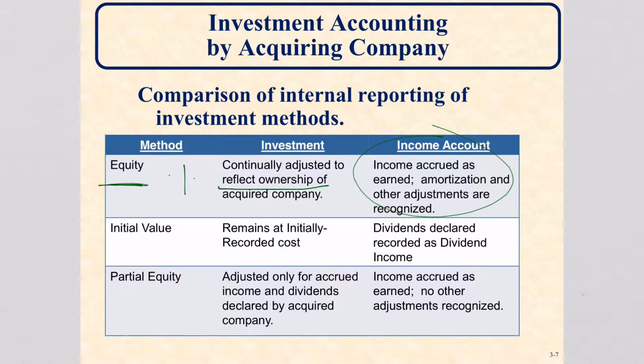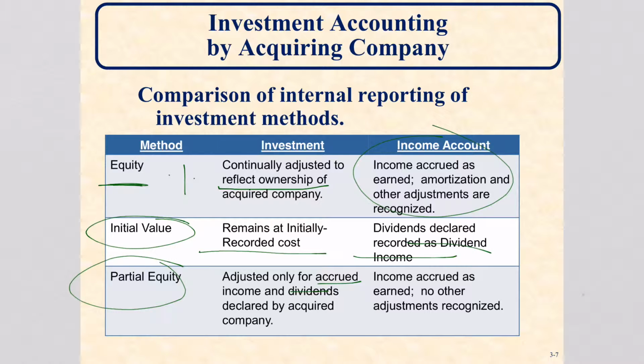Back to the other methods used for the internal keeping of the investment account, the initial value remains at cost, dividends declared as dividend income, and then the partial equity is described here as where the investment account is only adjusted for income and dividends.